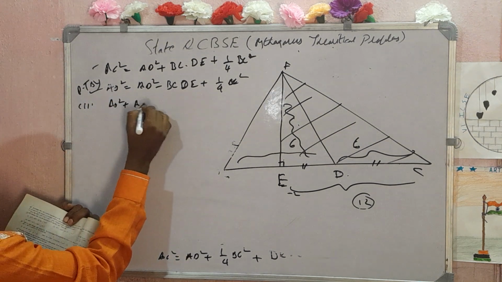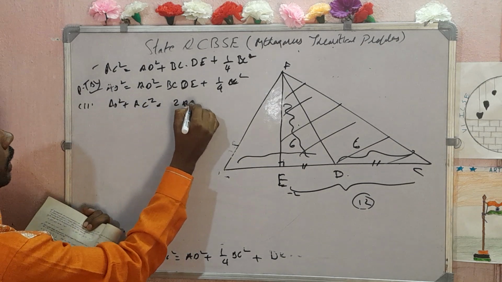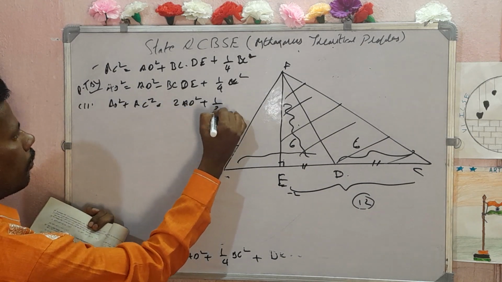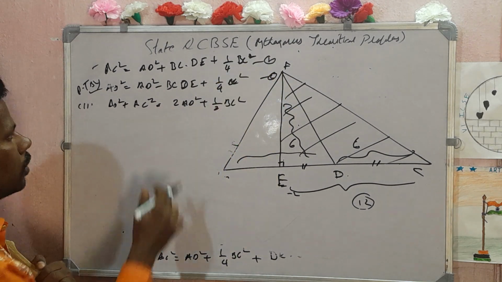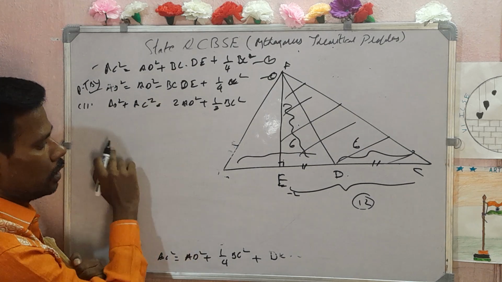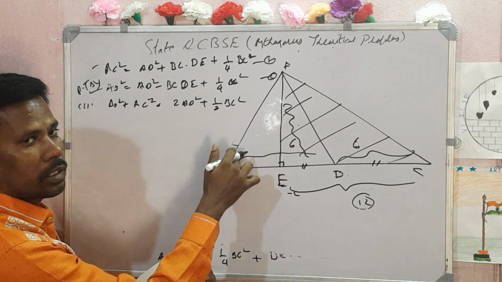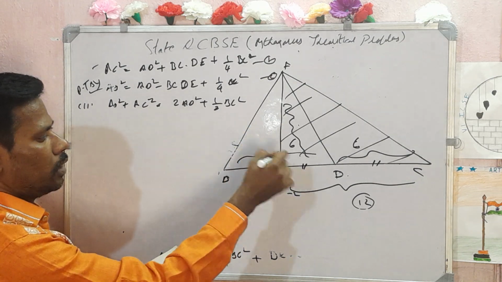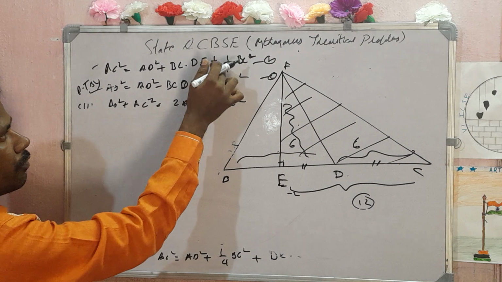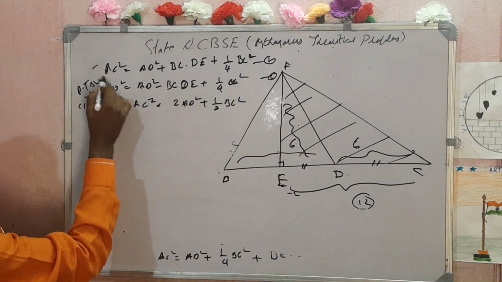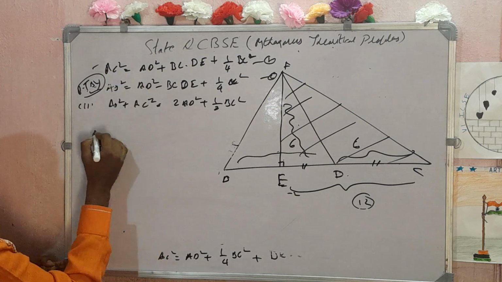AB square plus AC square is equal to 2 times AD square plus half of BC square. So mark this as 1, mark this as 2. Add these two conditions. I told you this you have to do by yourself because it is very simple. Now you have to consider this triangle. AB square is equal to something, you do it and you will get the solution. Same as the first bit, you do the second. Please try by yourself. Now add these two.